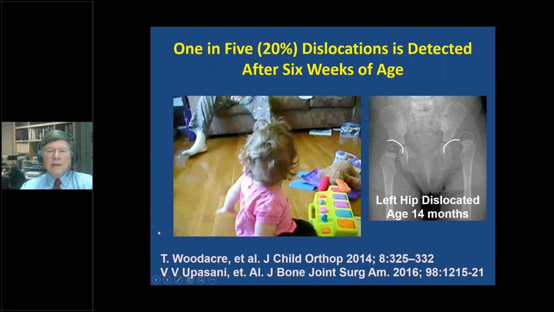So you can see that's not exactly a normal toddler limp. If the mother says the child's limping in a peculiar way, then it's worth looking at the child yourself.